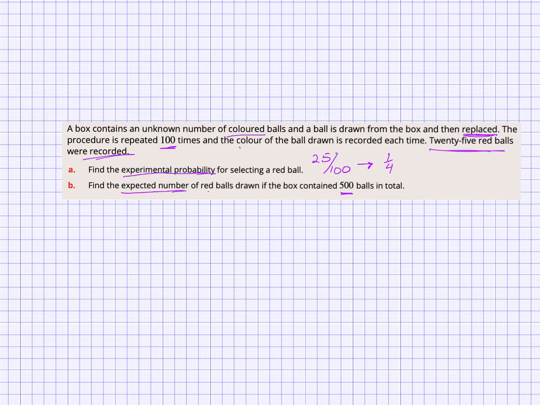Find the expected number of red balls if we contained 500 in total. So we could say that we've got a 1 in 4 chance multiplied by 500, which should give us 500 over 4, which should simplify down to, what do we got? 125. So the expected value here would be 125 red balls.